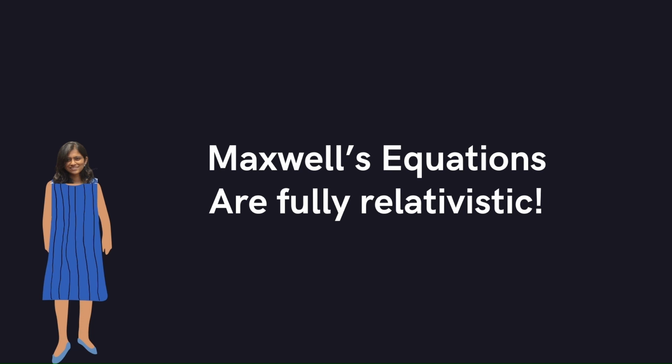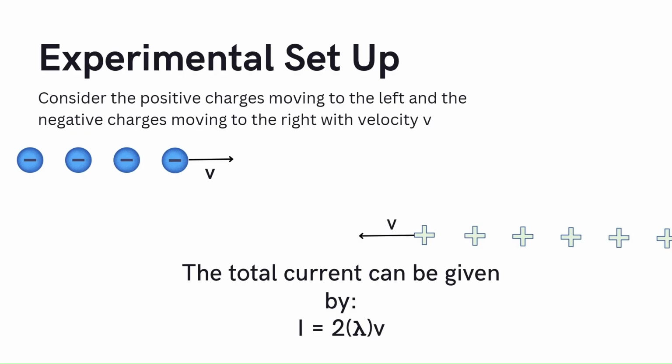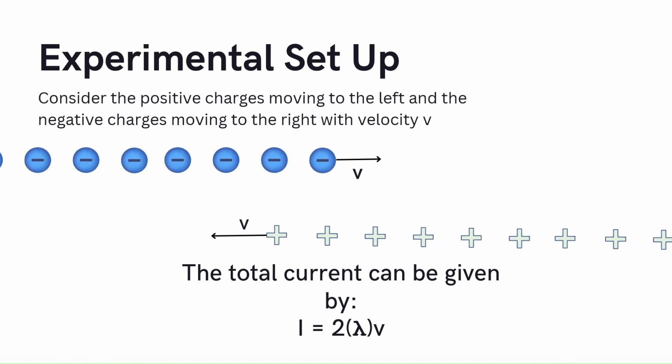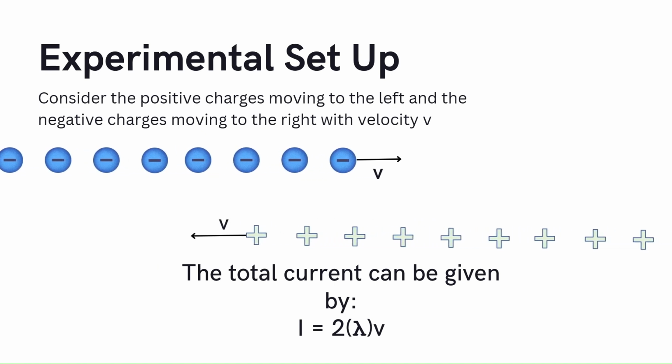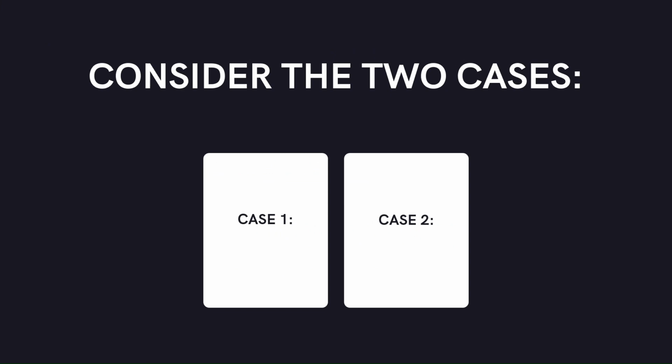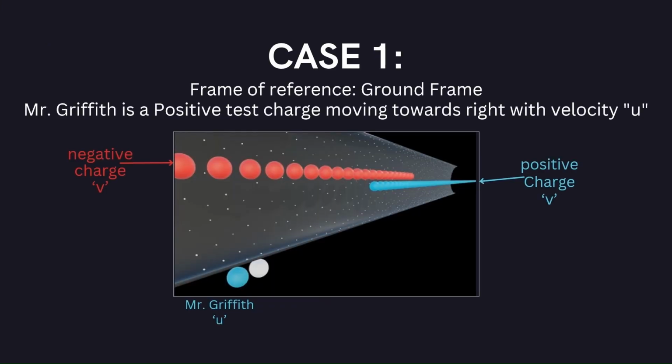Now consider the following situation, which will help us understand how Wajahat and Prachiti are both correct in their respective frames. Consider our prior setup where the total current I is given by 2 lambda V. Consider the two cases that arise from this setup. In the first case, you are observing the setup from a ground frame which is stationary.